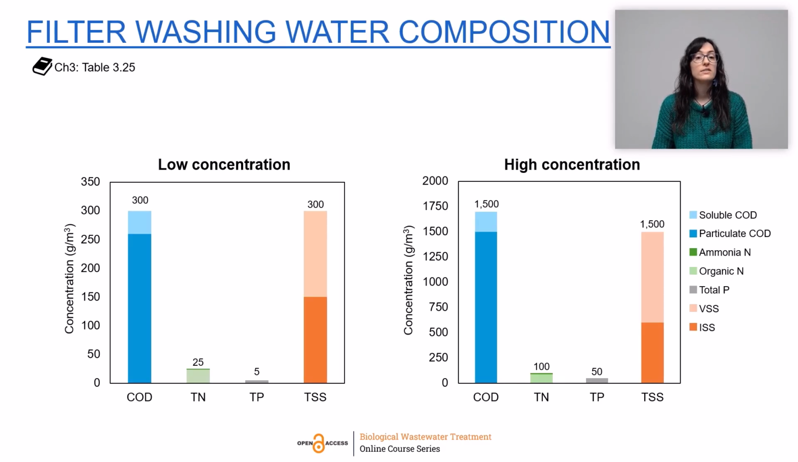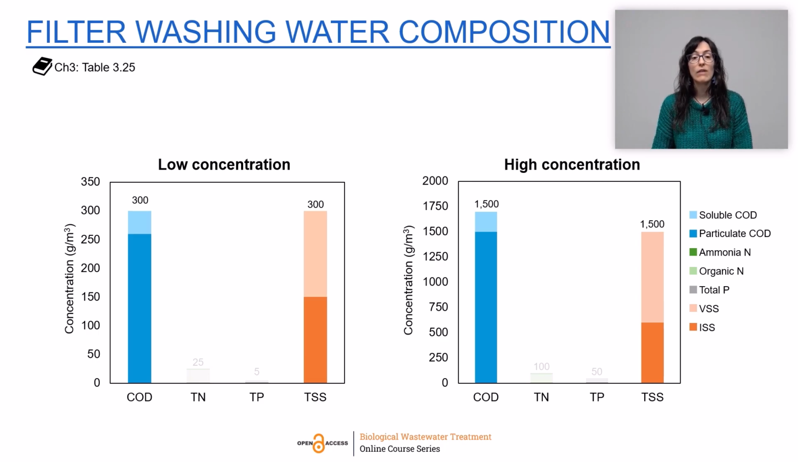Another internal input is the filter washing water. And this water is produced when different filters from the plant are washed. And here you have two examples of what the concentrations can be. We have again one case for low and one case for high concentrations. The COD concentrations can oscillate between 300 and 1,700 grams per cubic meter, and only a small fraction of it is actually soluble. The suspended solids concentrations can change between 300 and 1,500 grams per cubic meter.